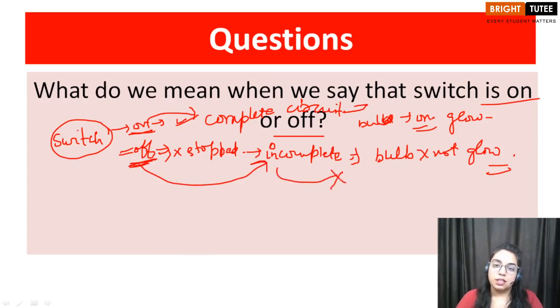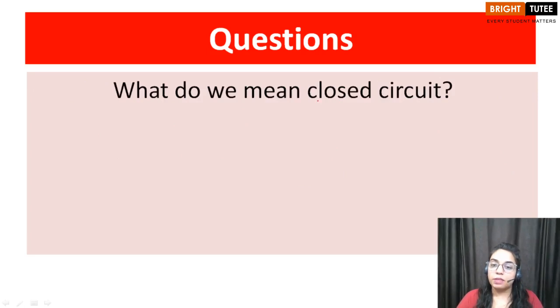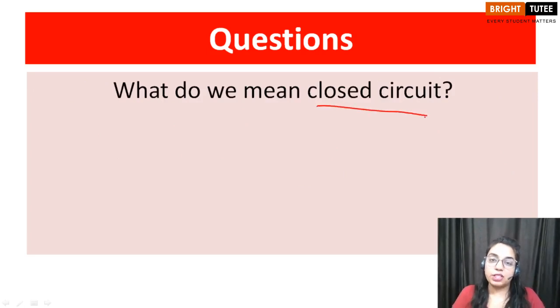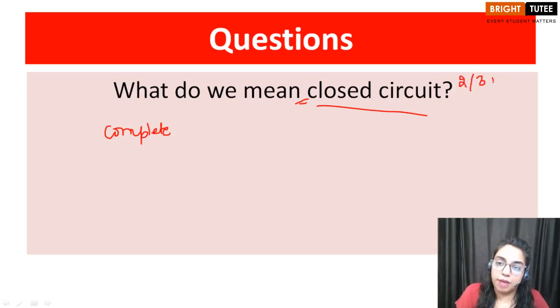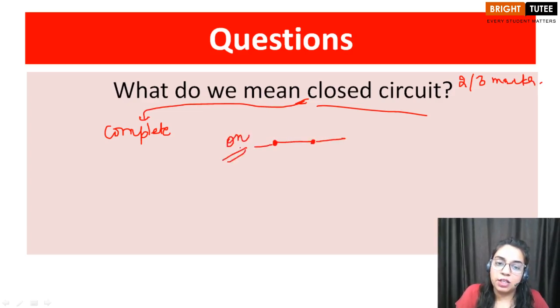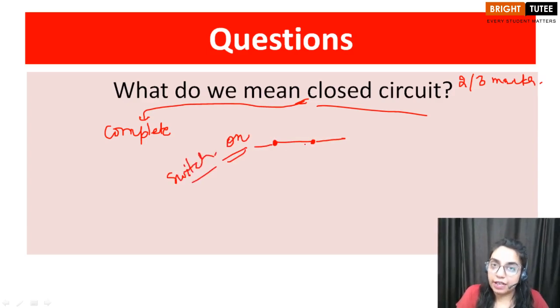Okay children, so let's move to the next question, which is, what do we mean by a closed circuit? So children, what is the meaning of a closed circuit? It means we have a complete circuit. Don't get confused, it is quite confusing and comes as a 2 or a 3 marker question children, so pay attention. Closed circuit means the circuit is complete, and that is why we represent it through switch on position. So whenever the switch is on, it means the circuit is complete, the current will be flowing, and we say that the circuit is closed.